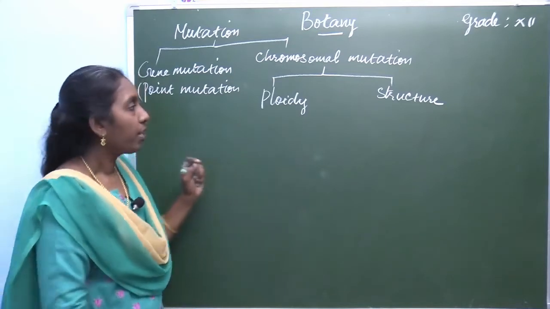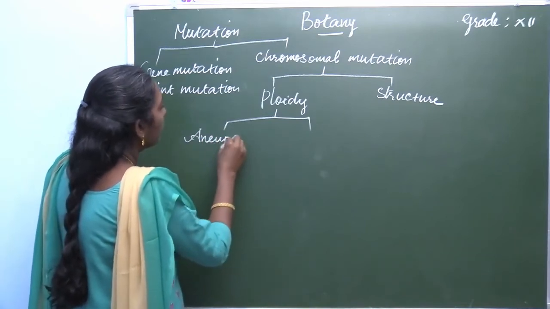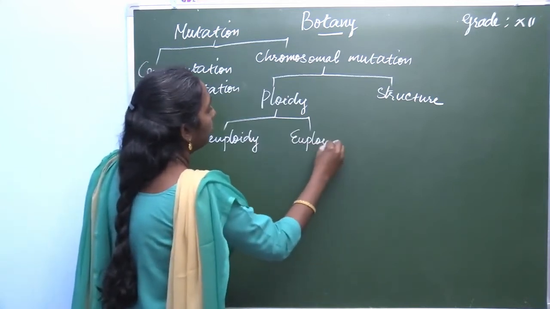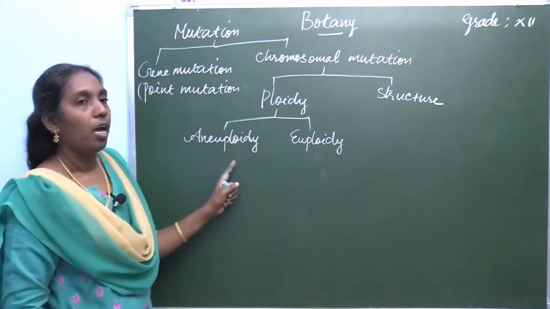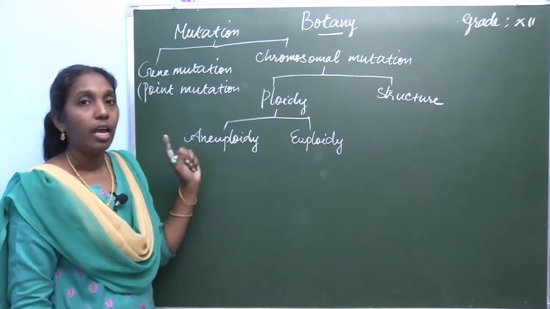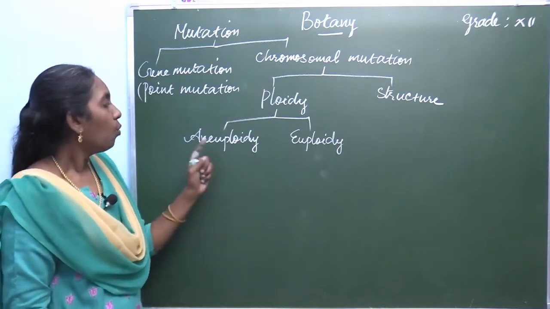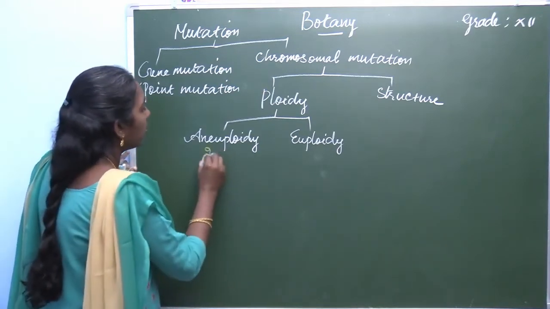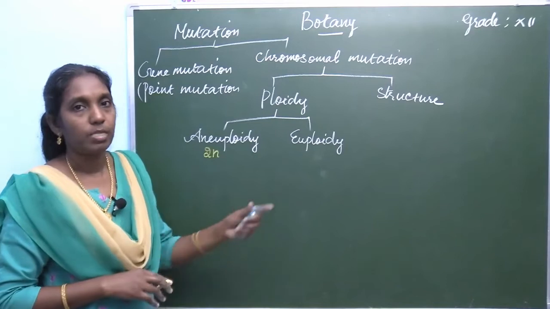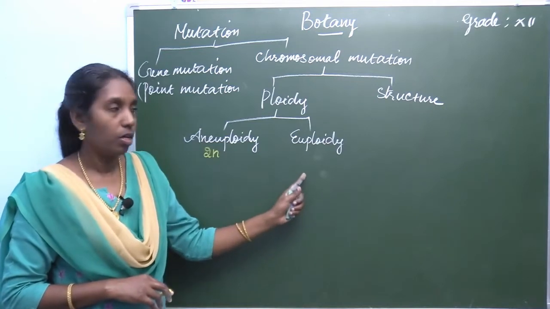Ploidy can be classified into two different types, aneuploidy and euploidy. What's the difference between these two? Aneuploidy is the alteration of chromosomes within a diploid set. The diploid set we can say as 2n. Euploidy is alterations within the entire set of the organism.